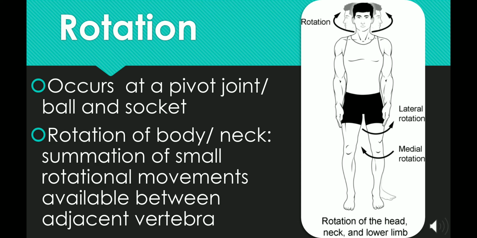A rotation of the body and neck is a twisting movement that occurs by the summation of the small rotational movements available within adjacent vertebrae. That is, it is the sum total of small rotational movements available in adjacent vertebrae. In the figure you can see rotation of the neck and also medial and lateral rotation of the thighs. In medial and lateral rotation of the thigh, the ball and socket joint is involved.